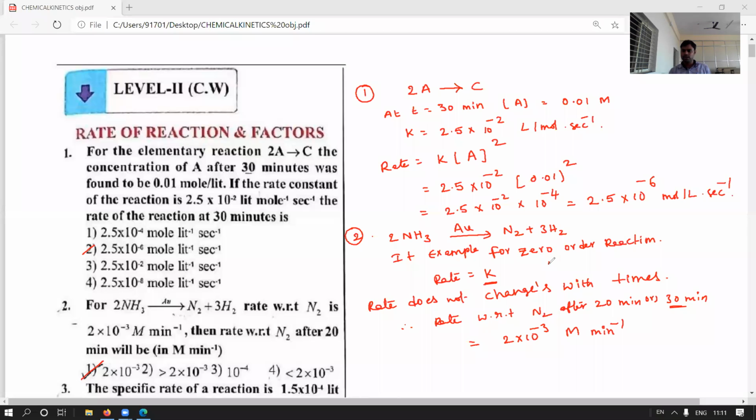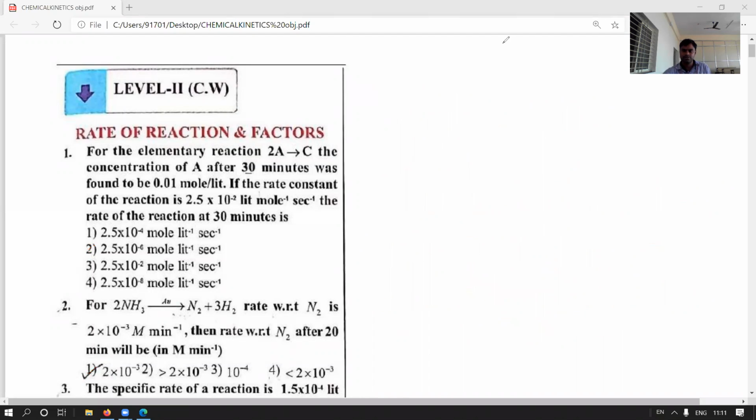We know that for a zero order reaction, the rate is equal to k into concentration of reactant. The order is 0, and anything to the power 0 is 1, so the rate is equal to a constant, the rate is equal to k. That's why the rate does not change with time. The rate with respect to all reactants and products does not change with time, or the rate of reaction does not change with the time interval. That's why the rate is constant, equal to 2 into 10 to the power of minus 3. Okay students, let's see the next question, the third one.